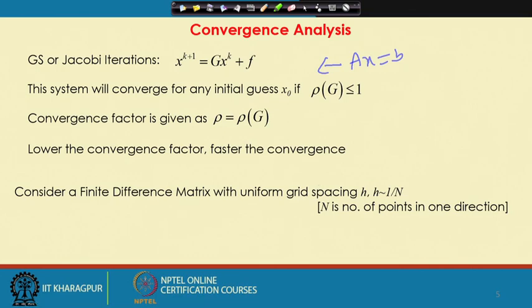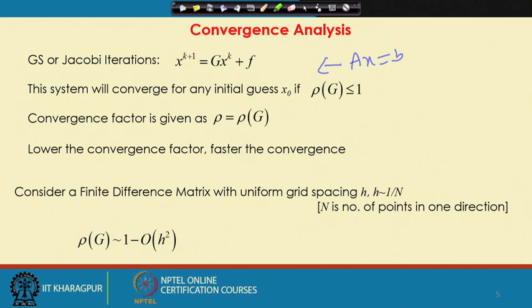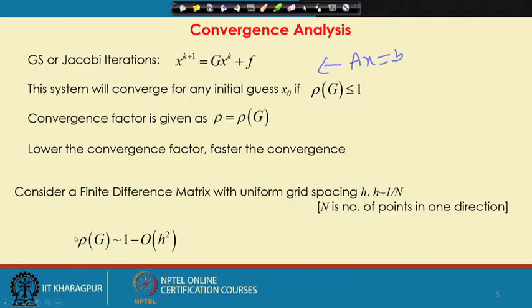Now, we consider a finite difference matrix. The matrix came out of using finite difference approximation on a partial differential equation with grid spacing h, and h is equal to 1 by n, or 1 by n minus 1, depending on how you define n. So, h is around 1 by n, where n is the number of points along one particular direction. And then if I write down the 2D Laplacian finite difference matrix and split it for a Jacobi iteration, we will see that the spectral radius of the G matrix is of the order of 1 minus order of h square.